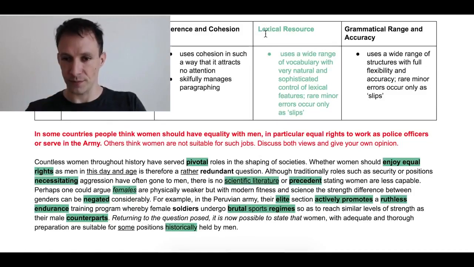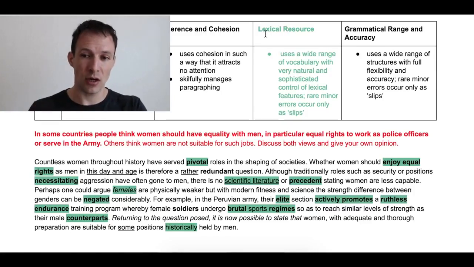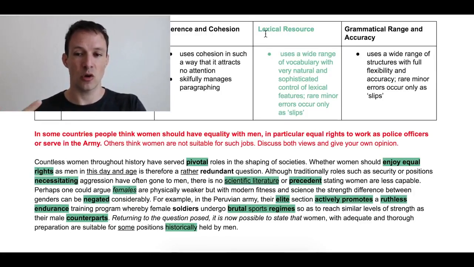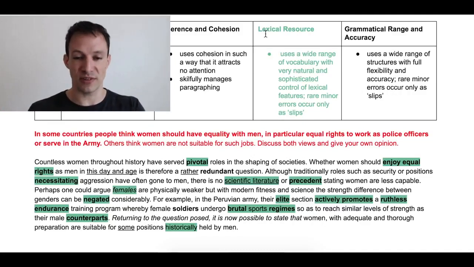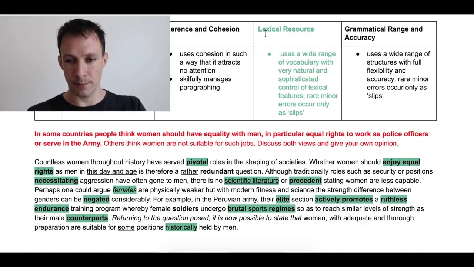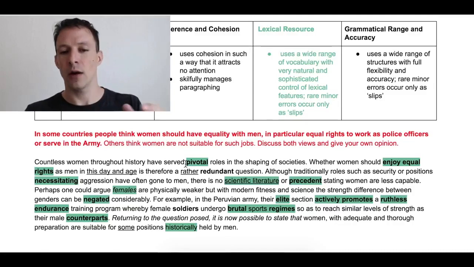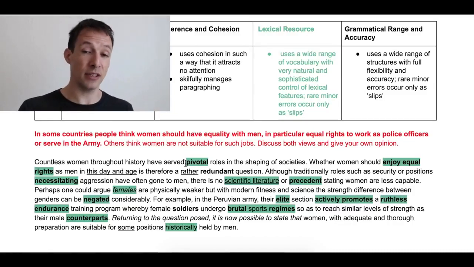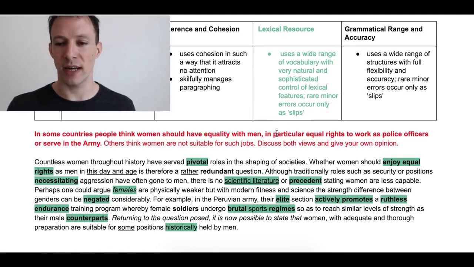Lexical resource uses a wide range of vocabulary with very natural and sophisticated control of lexical features. Rare minor errors occur only as slips. Well, there's no slips here, there's no errors. And I would say there is definitely a sophisticated control. How many times did you hear "pivotal" last week? Not that many.